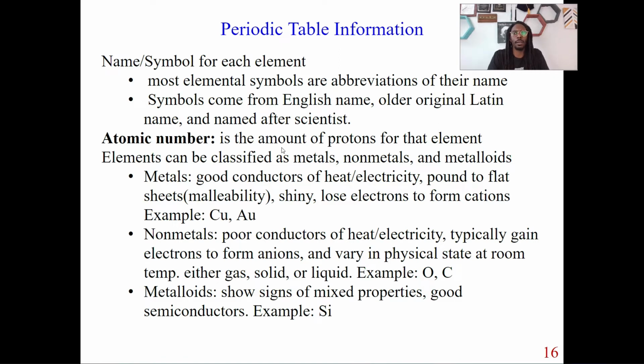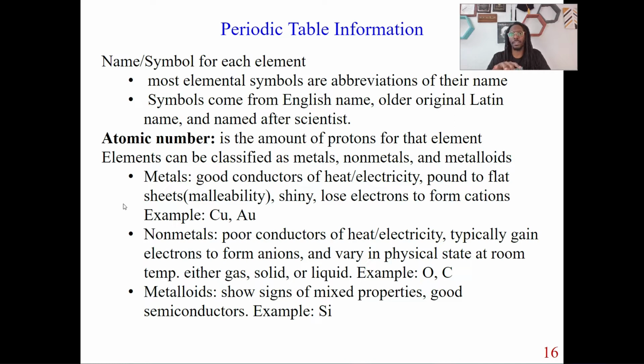Atomic number is the amount of protons for that element. So since each element has a different amount of protons, each element is going to have a different atomic number as well, because the atomic number is the amount of protons for that element. Now elements can be classified into three classifications. We have metals, nonmetals, and metalloids.